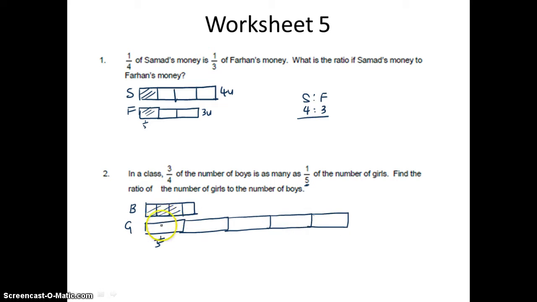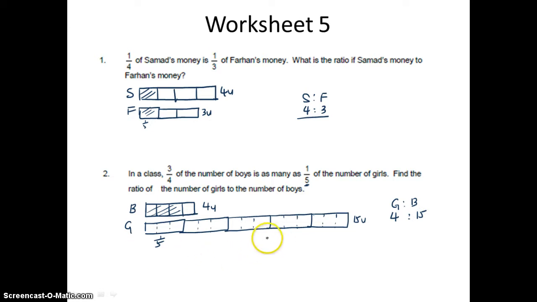We have to make all my units the same. So every 1/5 I must cut into 3 units. So the boys have 4 units, the girls would have 15 units. So the ratio of the number of girls to the number of boys would be 4:15.